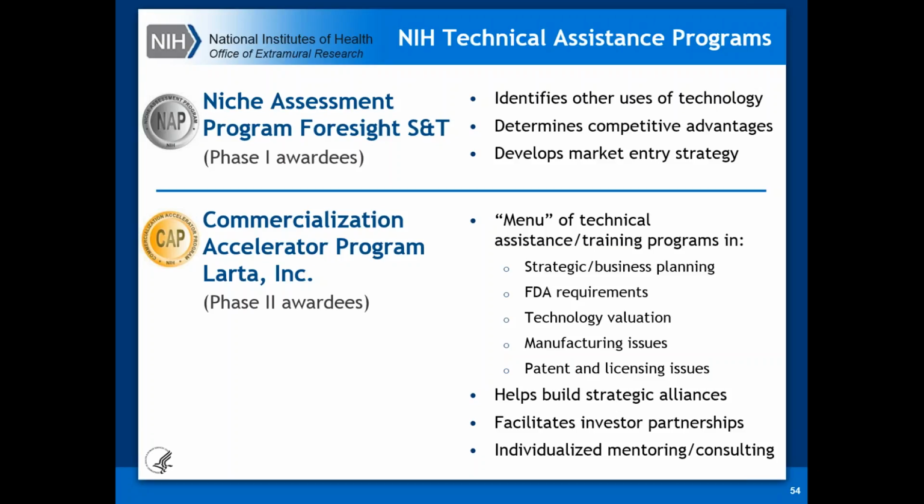We have a menu of technical assistance and training programs in different areas: strategic business planning, FDA requirements, technology evaluation, manufacturing issues, patenting and licensing issues. This program helps to build strategic alliances, facilitates investor partnerships, and provides individualized mentoring and consulting for each of the small businesses. As I noted earlier, the niche program is more of a give-me-a-fish approach. The Commercialization Accelerator Program is a teach-me-to-fish type approach. It is for Phase 2 awardees and helps them learn the business of commercialization, or enhance their own knowledge of commercialization at that time.